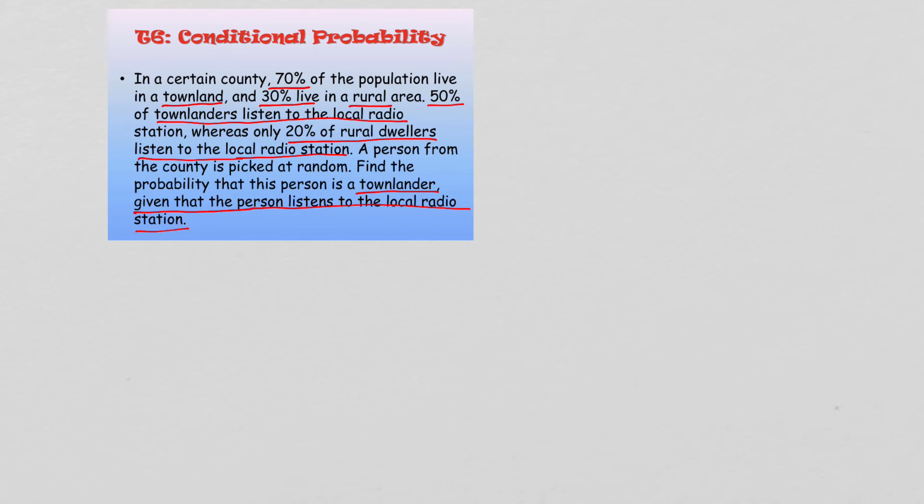So when it comes to these kind of questions, it can often be quite difficult to decipher what to do with the information. So writing out a little sample space makes it a little bit easier to see how to figure out our answer. So we have two types of people. We have townlanders and we have rural. So we're going to say townland and rural. And then of those people, some of them are going to listen to the radio and some do not listen to the radio.